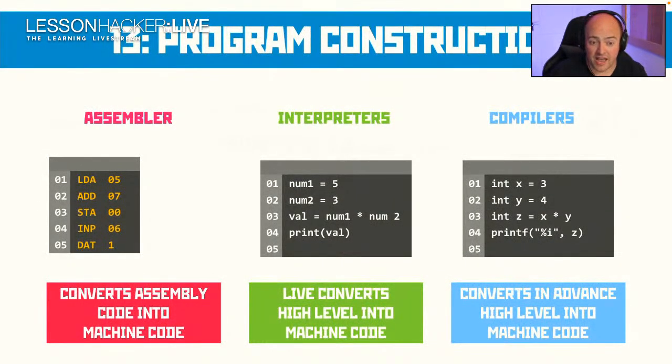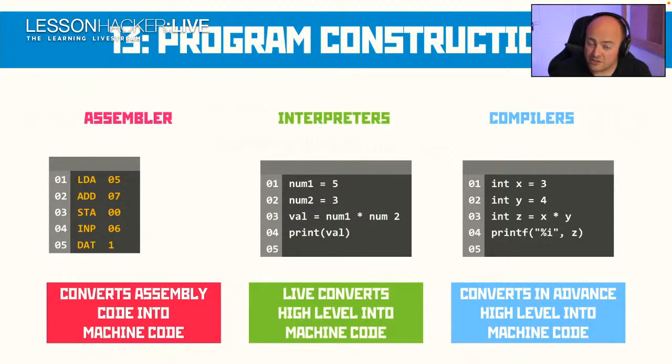Program construction. Okay, so an assembler is needed to turn assembly code into machine code. Now, with the assembly code on the left there, one line is one line of machine code. It's just written in a way that humans can read. So there's really no difference. It's quite quick. Then for high-level code, we have interpreters and compilers.